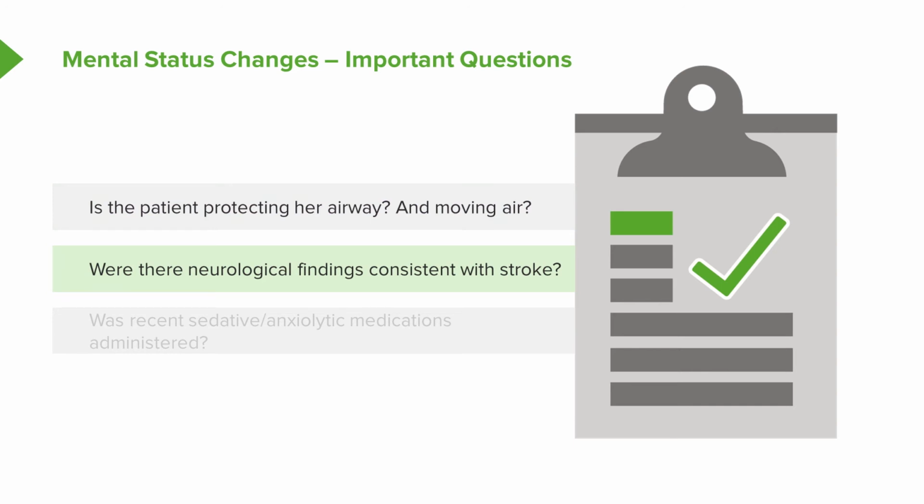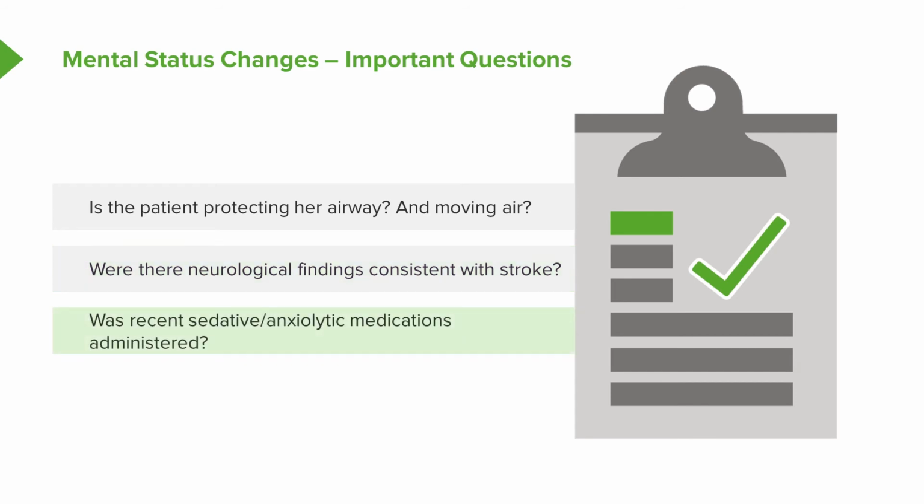Were there neurological findings consistent with a stroke? These are typically called lateralizing signs. It's fairly rare to have only mental status changes associated with the stroke. Typically speaking, there is some one-sided paresis. And it's also important to dig through the chart and make sure that neurological findings were not already pre-existing.